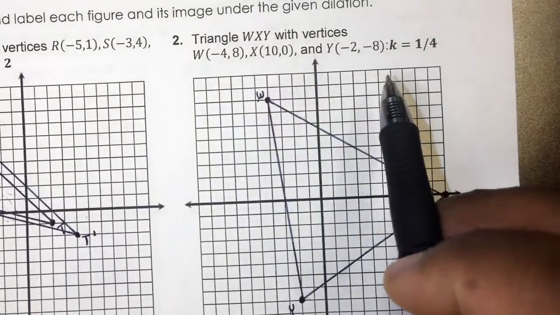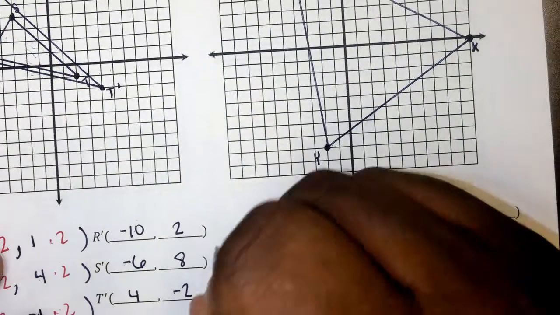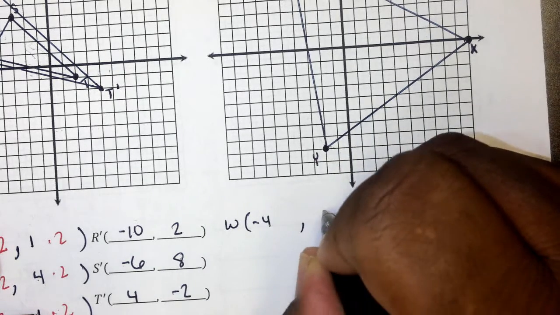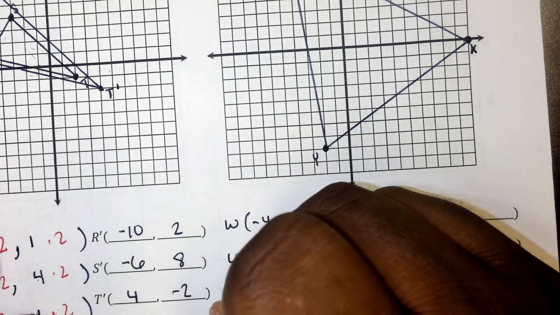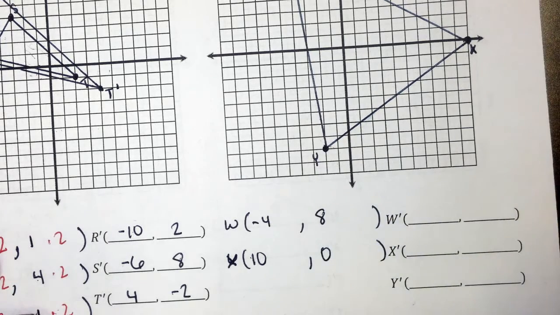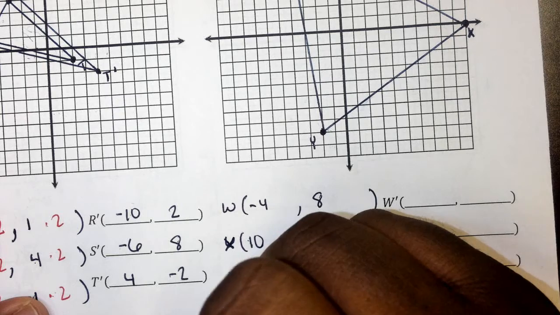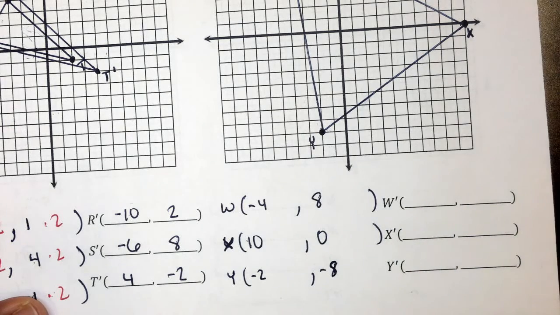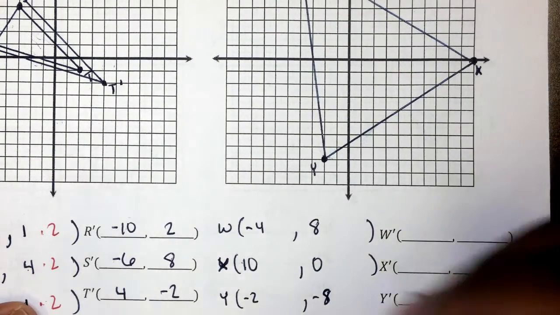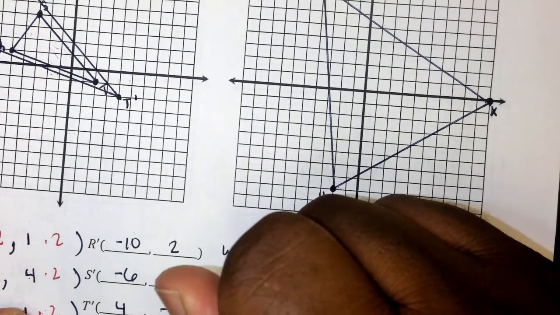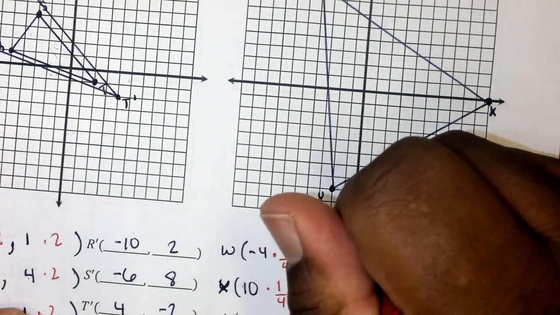Down here, I'm going to just take my coordinates up here and write them down here with some space in between them. So my W, -4, comma, 8. X, 10, comma, 0, and then Y, -2, comma, -8. And from there, using my scale factor, which was 1/4, I'm timesing everything by 1/4. And you may need a calculator for this one.